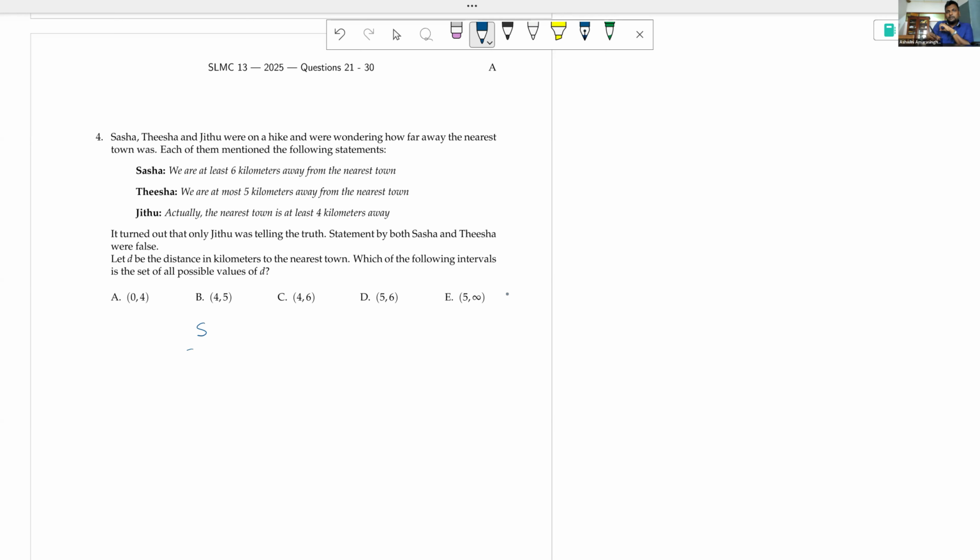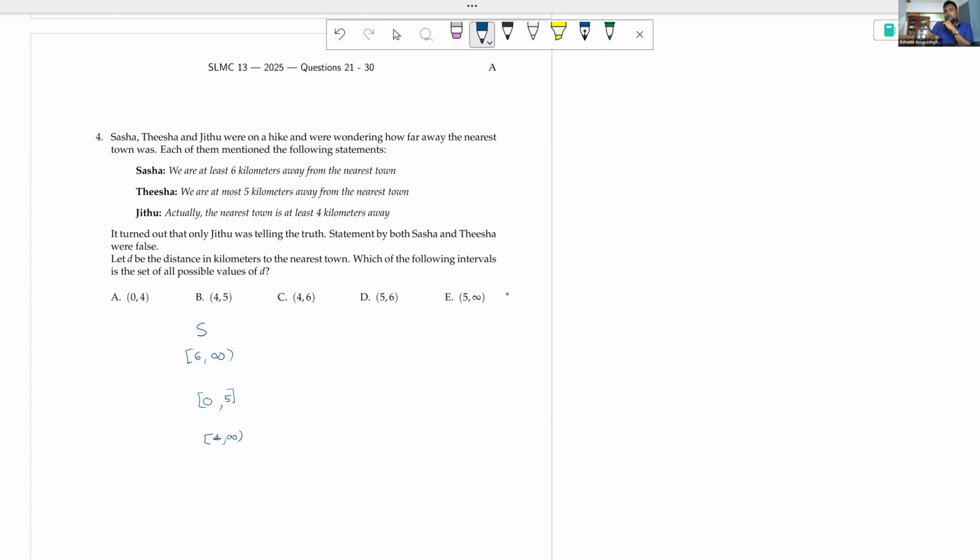the value should be from 6 to whatever number. And then Tisha says at most 5 kilometers. So 5 should be okay. Anywhere below 5 should be okay, but nothing outside that. And Jitu says actually the nearest town is at least 4 kilometers. So that would be 4 to infinity.